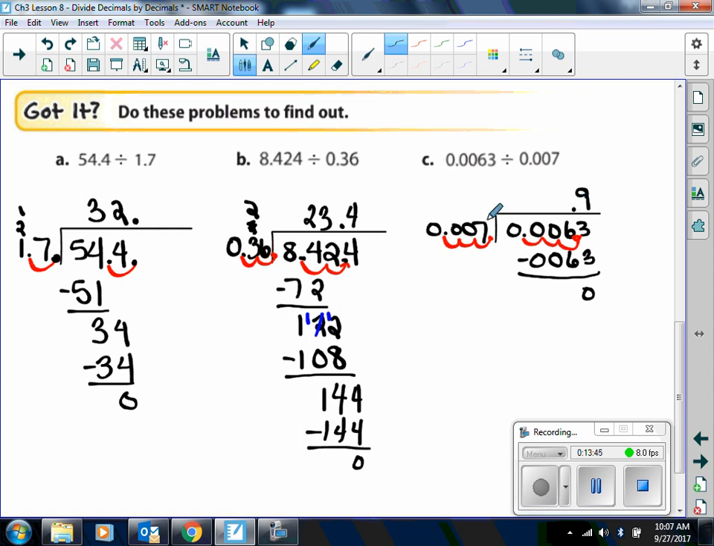So now this is not 007. This is just 7, right? So how many times does 7 go into 6.3? 9 times. So 9 times 7 is 63. So do I need to write these zeros? No. So now, when we subtract, we end up with a 0 remainder. And what do I want you to put in front of this one? I want you to put your leading 0 in there. So that's going to be 9/10 like that.